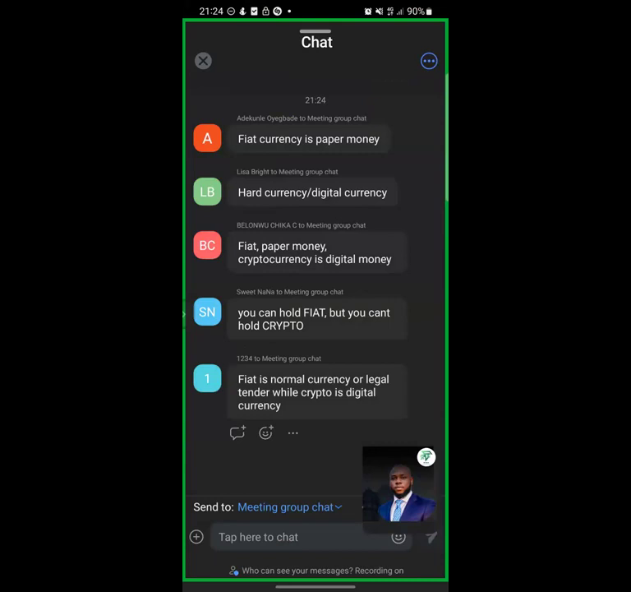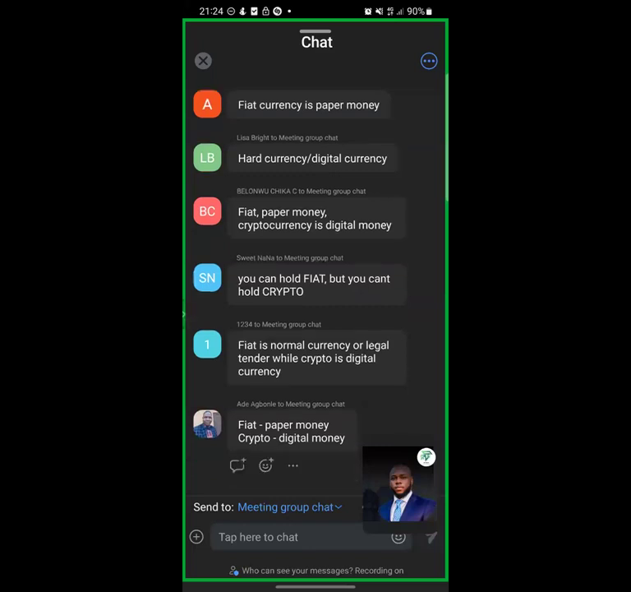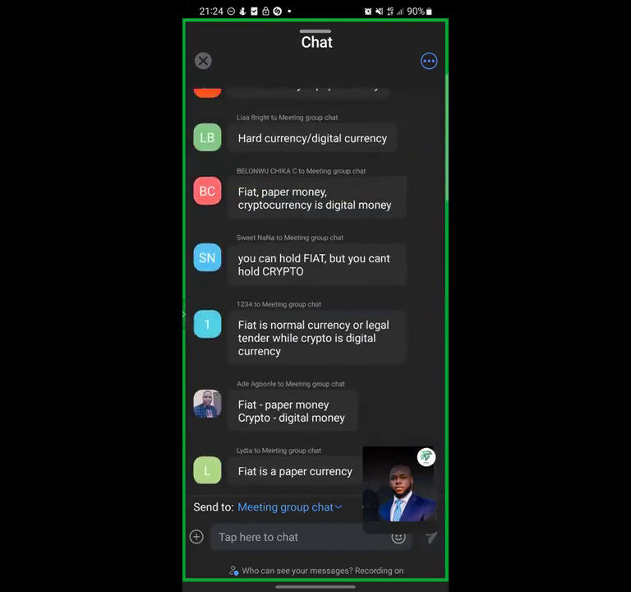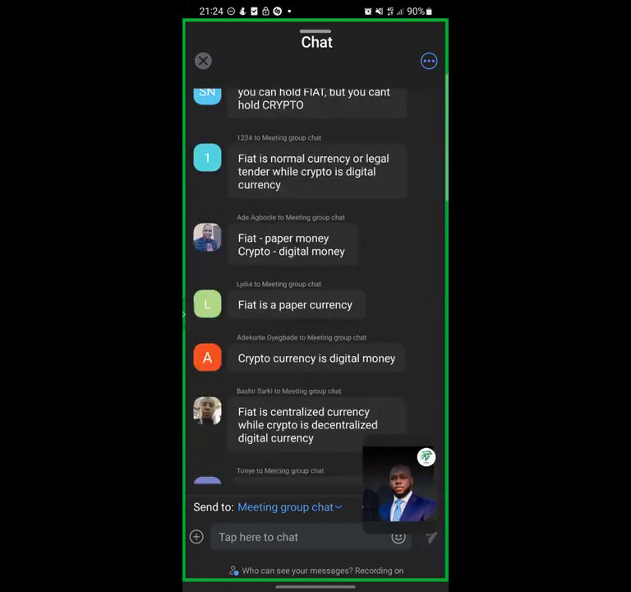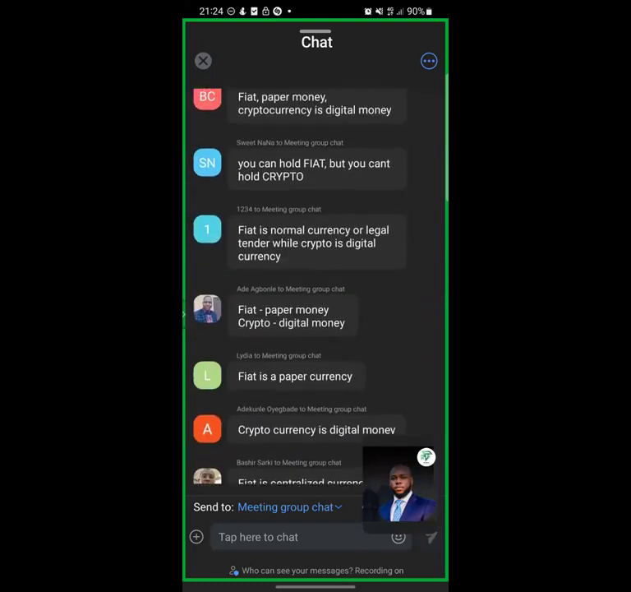All right, so someone says hard currency, digital currency. Yes, that's correct. Fiat currency being the hard currency, while digital currency being crypto. Next, Chika says fiat is paper money, while cryptocurrency is digital money. Good. Next person said you can hold fiat, but you can't hold crypto.